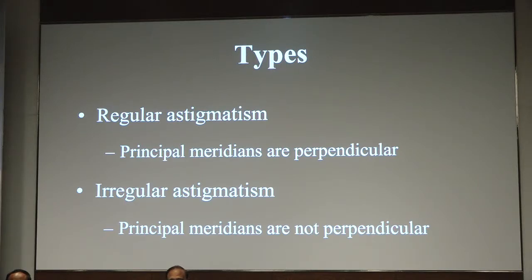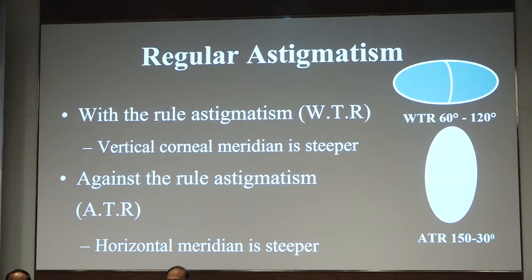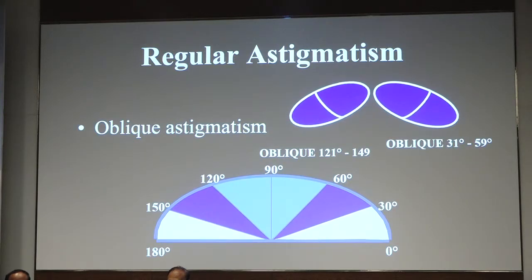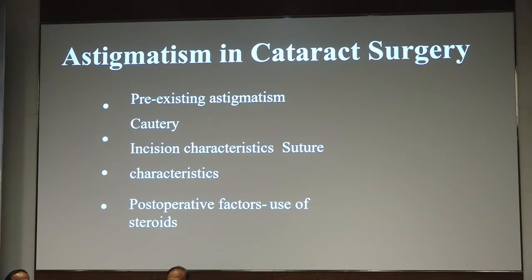We have regular and irregular astigmatism, and we all know what is regular. In the regular we have against-the-rule and with-the-rule astigmatism, and again we have the irregular astigmatism, where we can have the oblique astigmatism. So how do we manage this? The initial part was important because we should place the tunnel accordingly, so we have to know where the astigmatism is more.